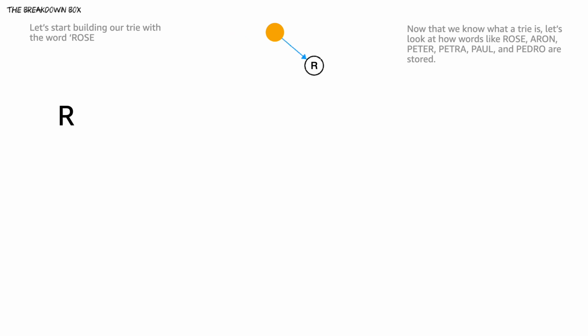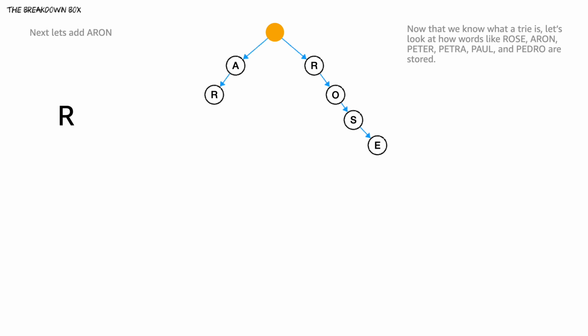Awesome! Now that we know what a trie is, let's look at how words like Rose, Aaron, Peter, Petra, Paul, and Pedro are stored. Let's start building our trie with the word Rose. Empty node, R, O, S, E. Next, let's add Aaron. A, R, O, N.